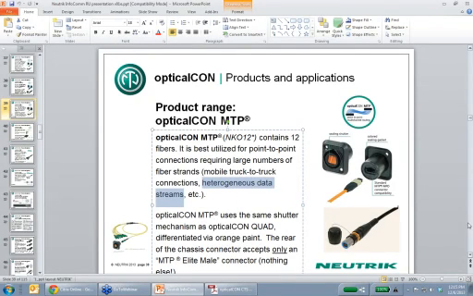All right, so these are the three parts of opticalCON. There's the duo for equipment connections, the quad for point-to-point patching, and this MTP for even more point-to-point patching.